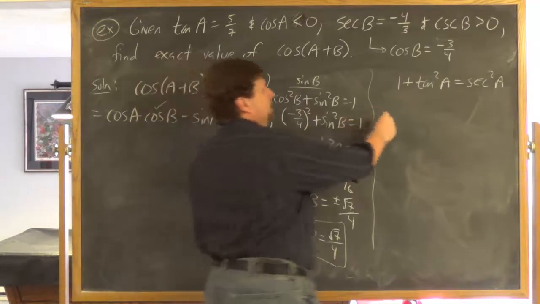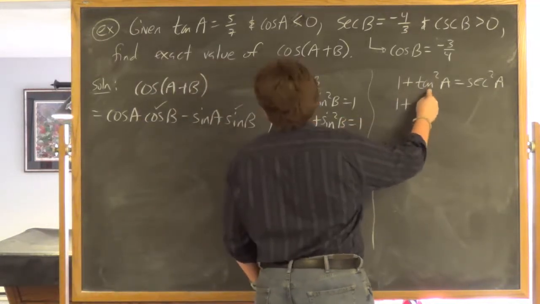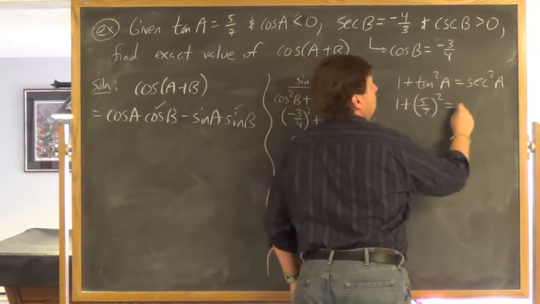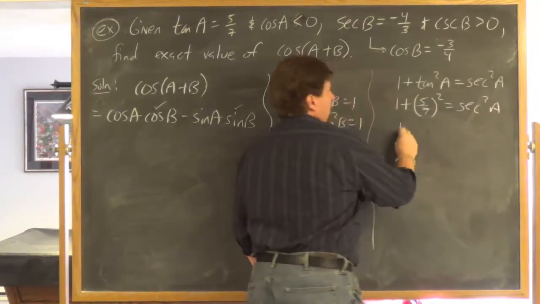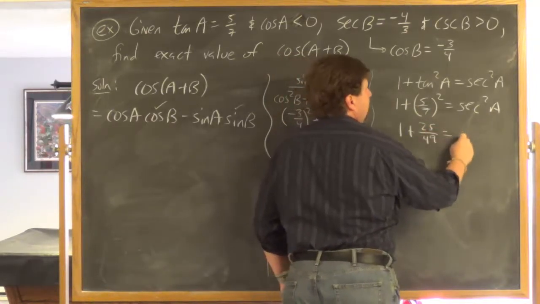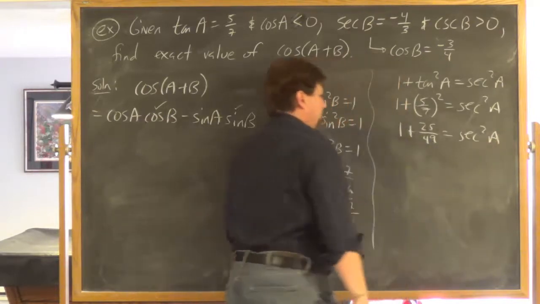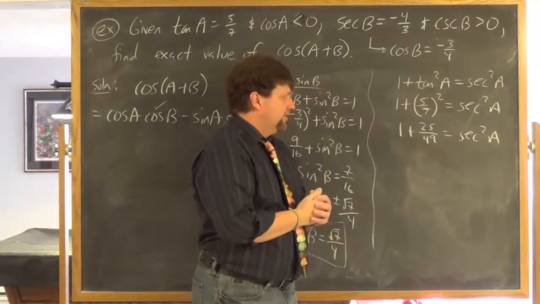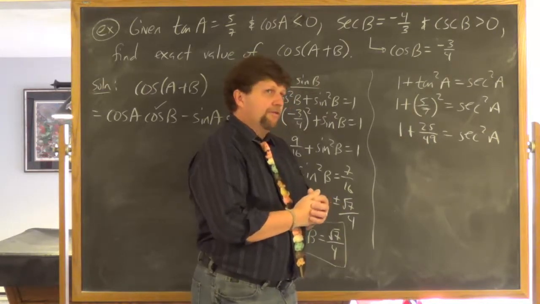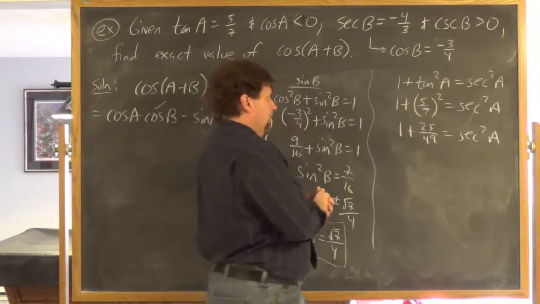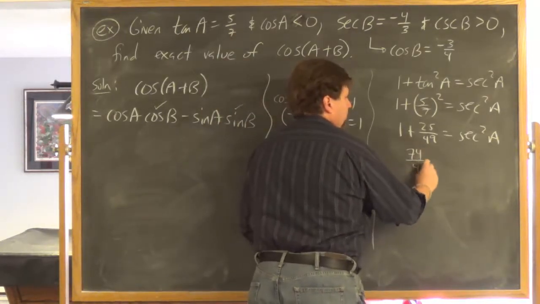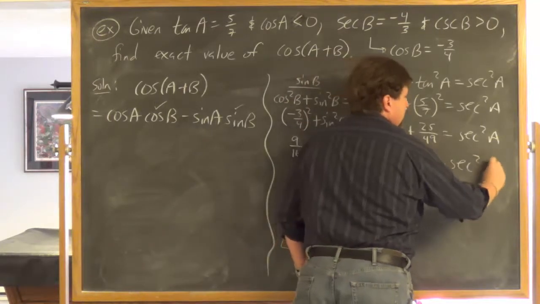So here, let's attack it. We know tangent is 5/7, so put 5/7 in for tangent. And let's see, 5/7 squared is 25 over 49. Add these fractions together, so 1 plus 25 over 49. That's 49 over 49 plus 25 over 49. So that should be 74 over 49 is secant squared.